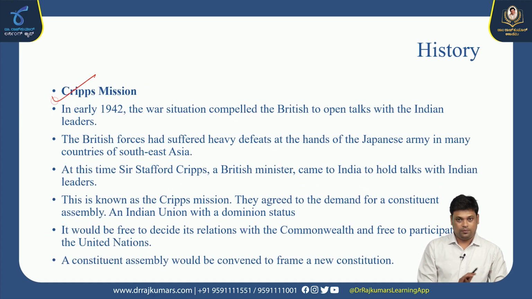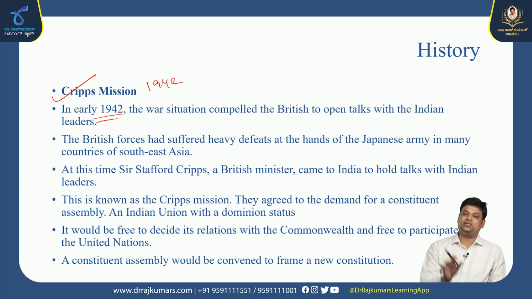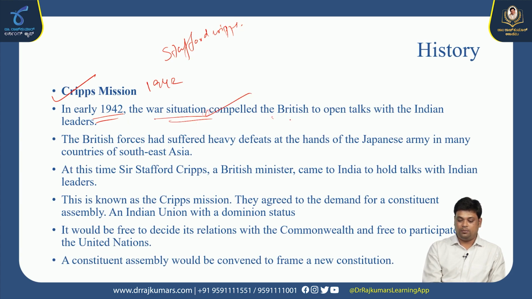Next one is the Cripps Mission, 1942. This mission was sent by the British Parliament again to seek support and also to discuss constitutional reform in India. Stafford Cripps is the chairman. The war situation compelled the British to open talks with the Indian leaders, because the British were suffering a lot from Germany, and the Japanese were extending their power towards the Southeast Asian islands. So there was full pressure.